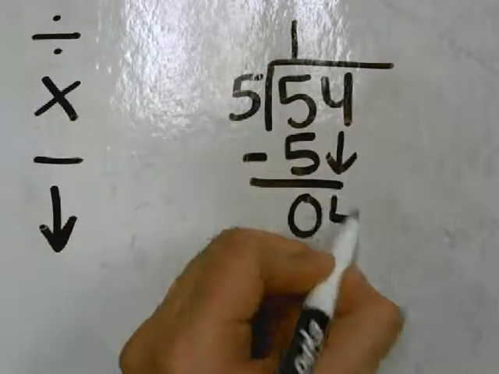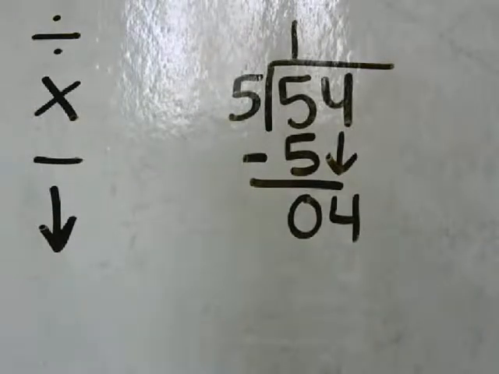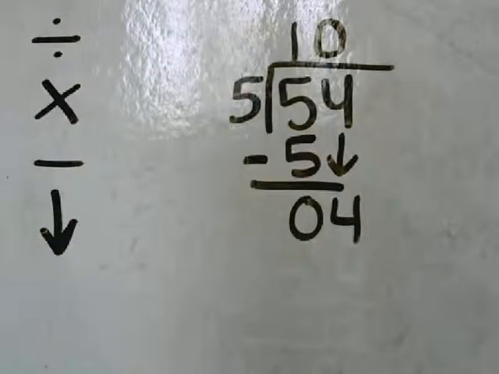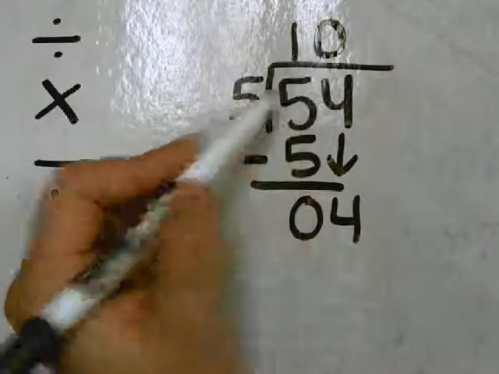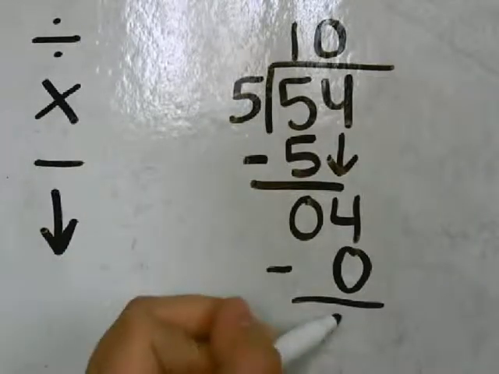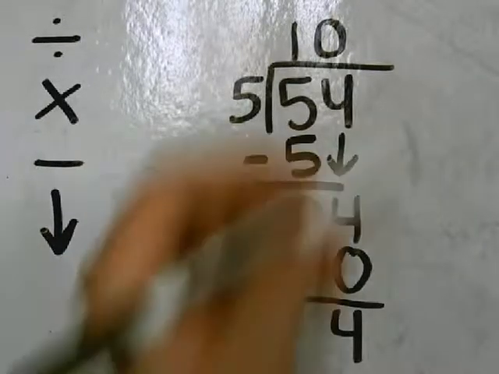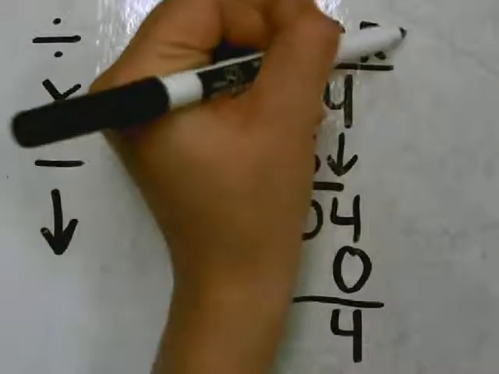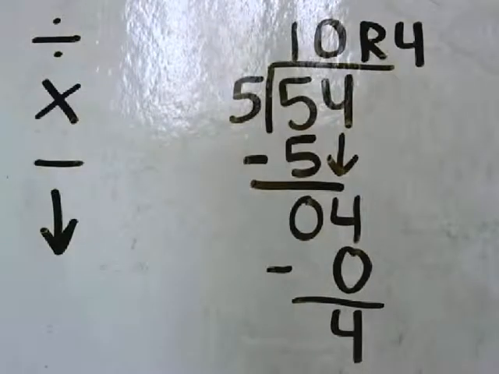Now you can't divide 4 by 5 because 4 is less than 5. So anytime you have a number less than the divisor, you're going to put a 0 because it goes in 0 times. And now you just follow the rest of the steps. So 0 times 5 is 0. Now we need to subtract. And we come up with 4. There are no more numbers to bring down. So that means it's going to be a remainder of 4. So 5 goes into 54 10 times with a remainder of 4, or with 4 left over.